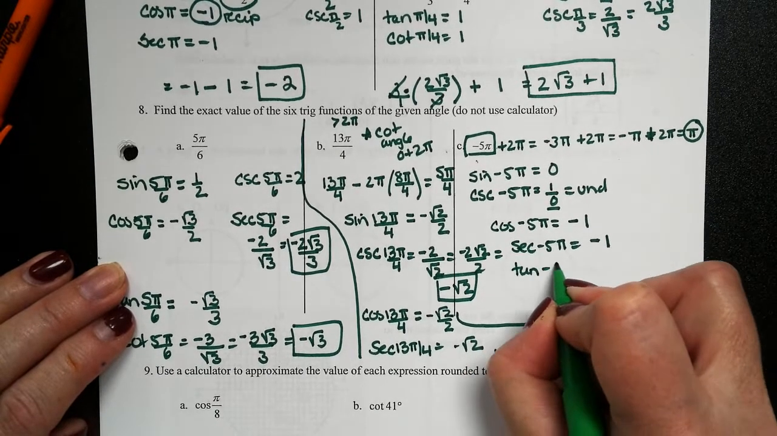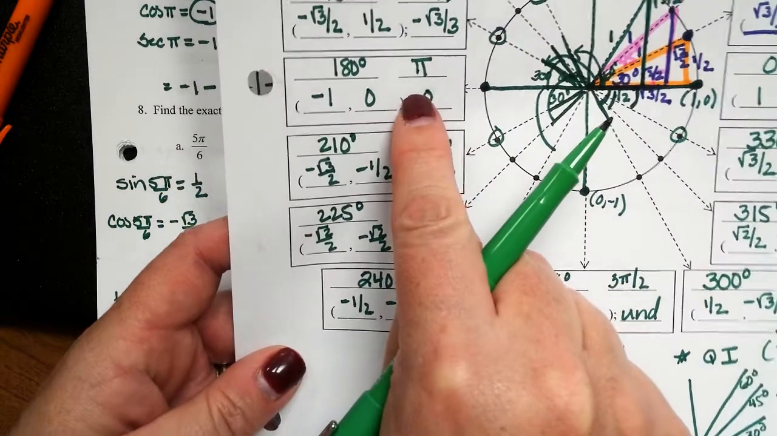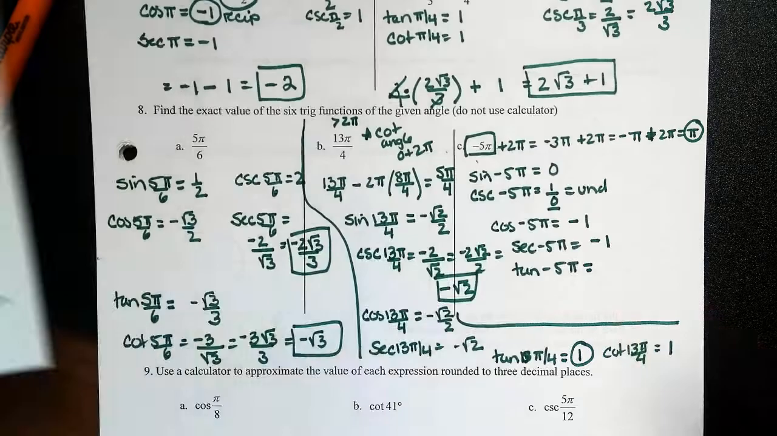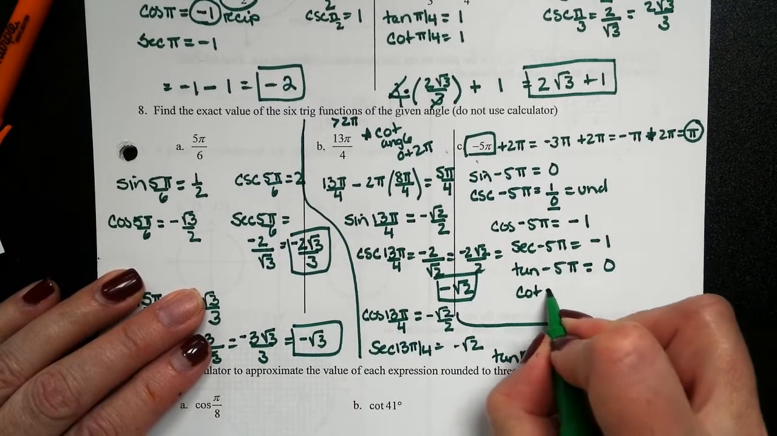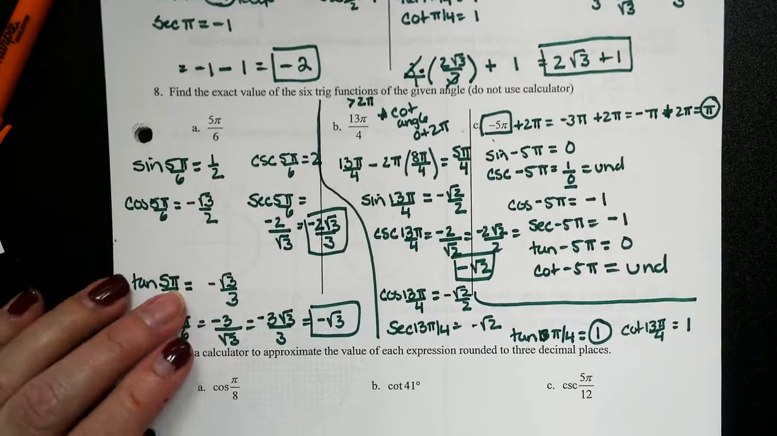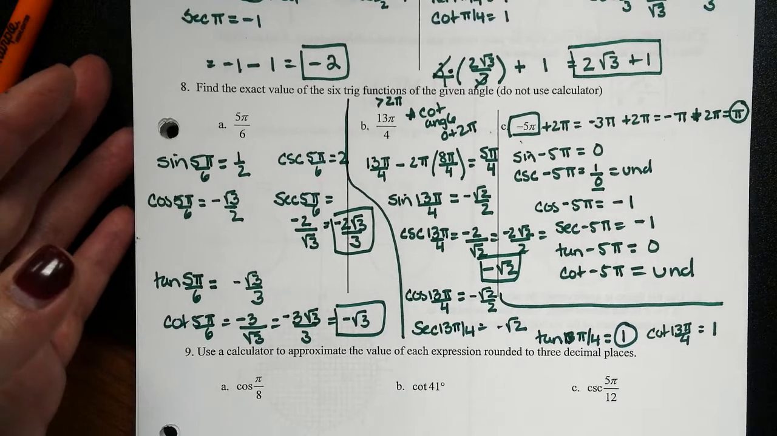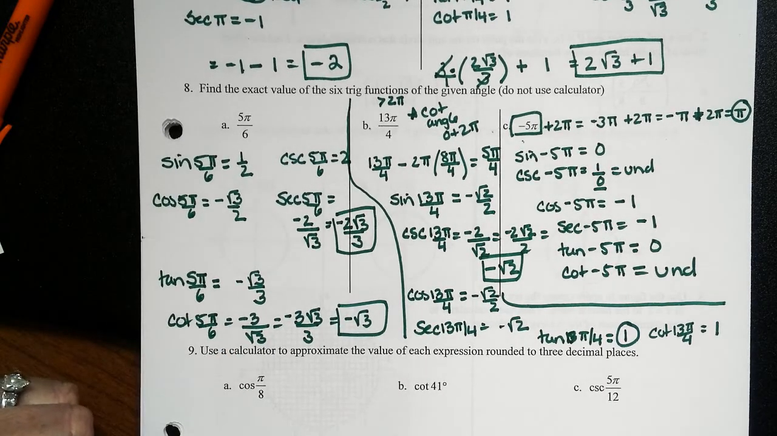Tangent of negative 5 pi. So go to your pi, which is the coterminal angle. The tangent at pi is 0. So when I want to do the cotangent of negative 5 pi, that's going to be undefined. So that's how you can use your unit circle to help you find the exact value of the 6 trig values.